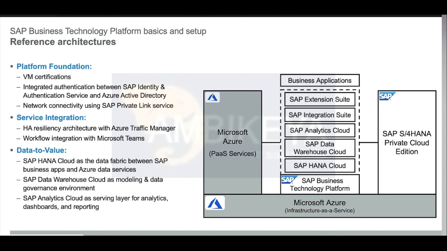The second category is service integration, where we provide guidance through joint reference architectures on combining Azure services with BTP services to enhance your application development experience. A couple of service integration examples that we will cover in this course are to do with high availability and resiliency setup of SAP Integration Suite with Azure Traffic Manager and Microsoft Teams integration with SAP Extension Suite. Last, the data to value category, where we cover best practices and examples to blend data across SAP and Microsoft landscape through our data management and analytics portfolio. This will be covered in the last week of the course.